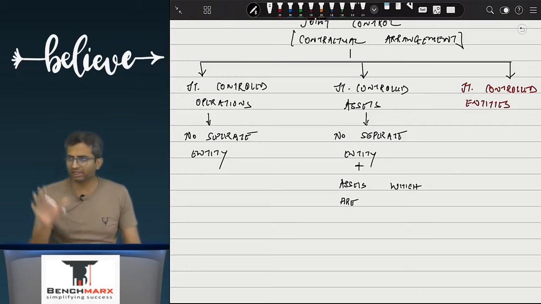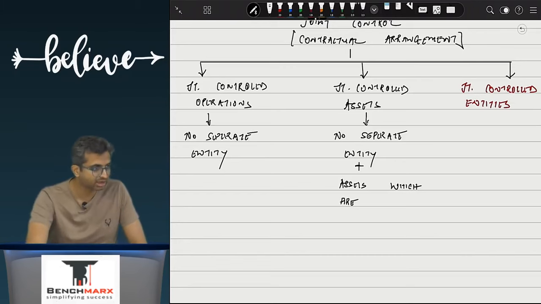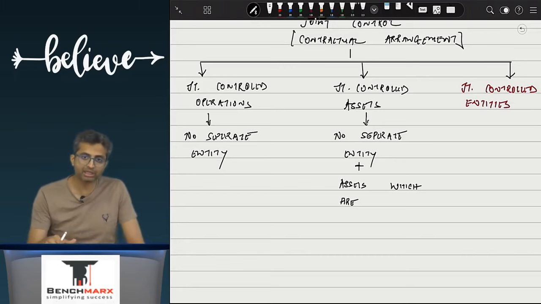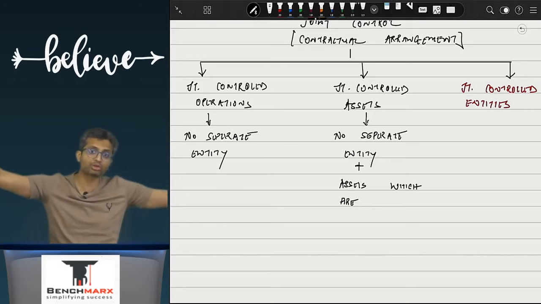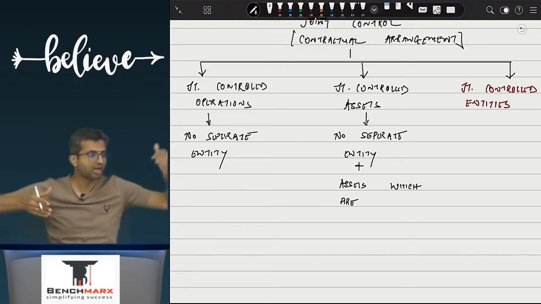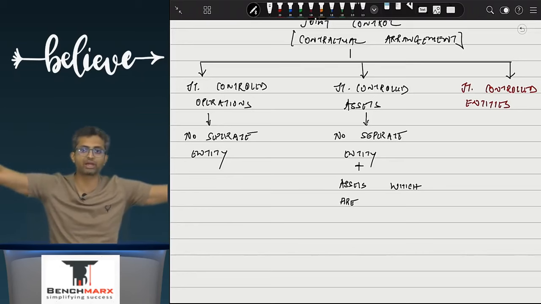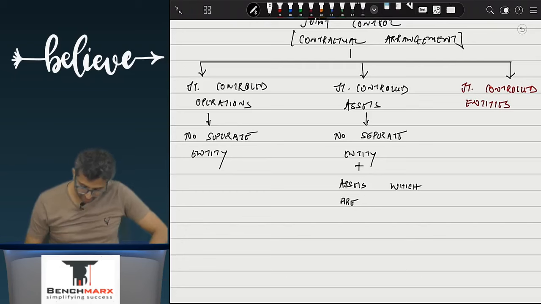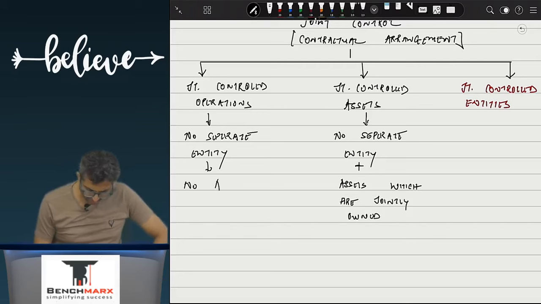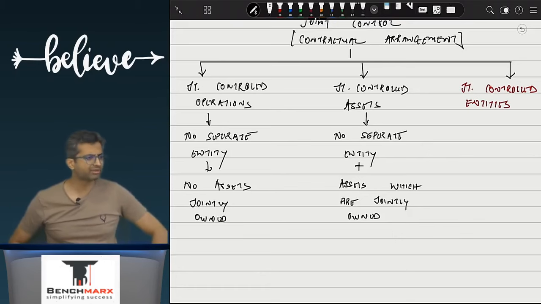If you go to your society and you look at the nameplates, you will find some flats where there are two names. If you were to open their balance sheets, let's say it's a 1 crore flat, do you think the 1 crore flat will appear in both people's books? No, depending on their share, 50 lakhs of flat will appear in the first party's books, 50 lakhs of flat will appear in the second party's books. So over here, plus assets which are jointly owned. Over here there are no assets jointly owned. Are we clear with this?